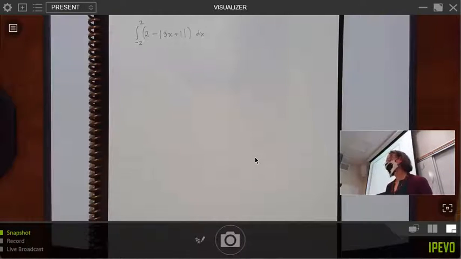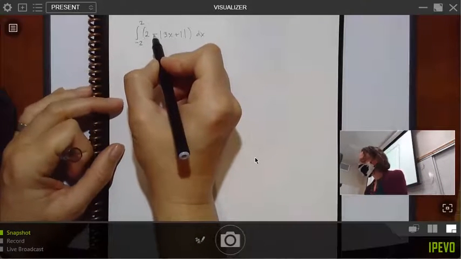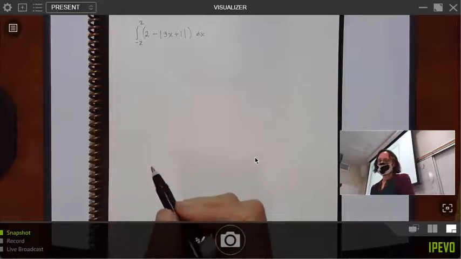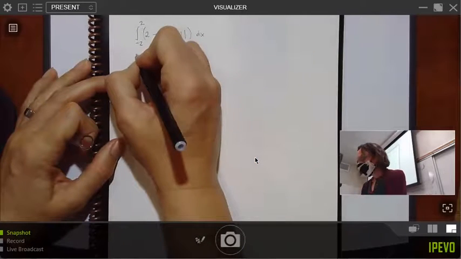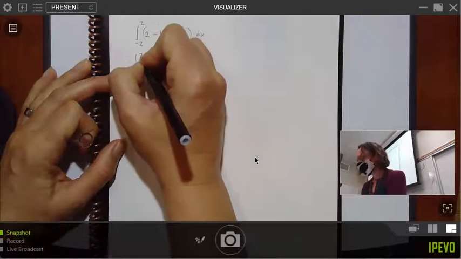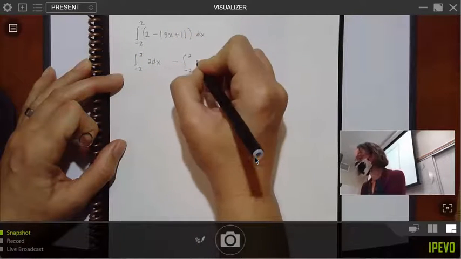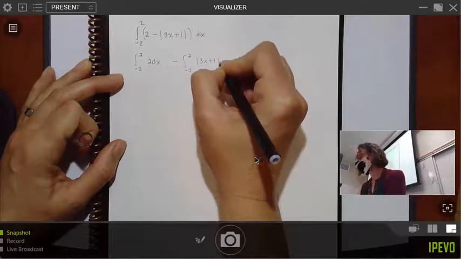Okay. So the first thing that I want to point out, if we have pluses and minuses, split it up. At least split it up in your head, but if it helps, actually split it up on the paper. I've got this minus sign here. Now treat absolute values like you would parentheses. You can't break that stuff up. But here I'm going to have the integral from -2 to 2 of 2 dx minus the integral from -2 to 2 of the absolute value of 3x plus 1 dx.